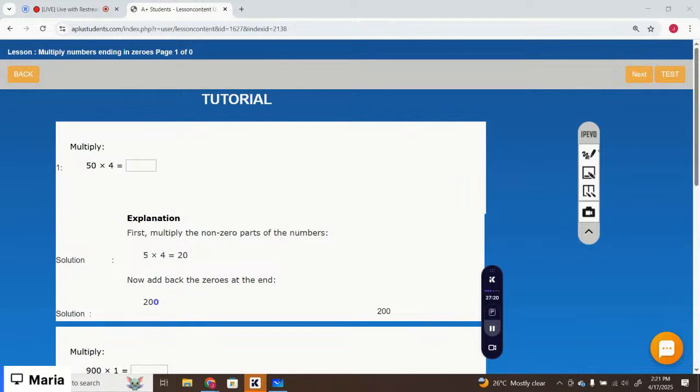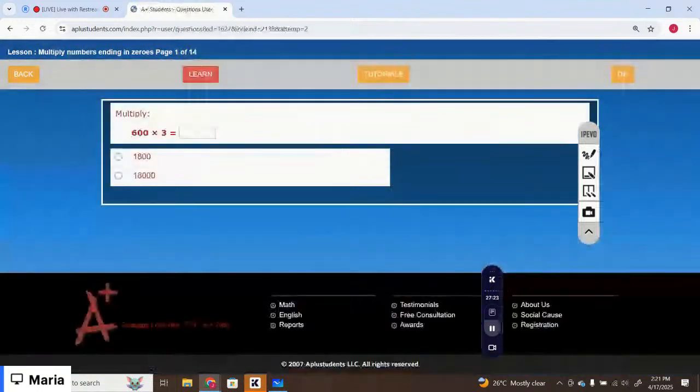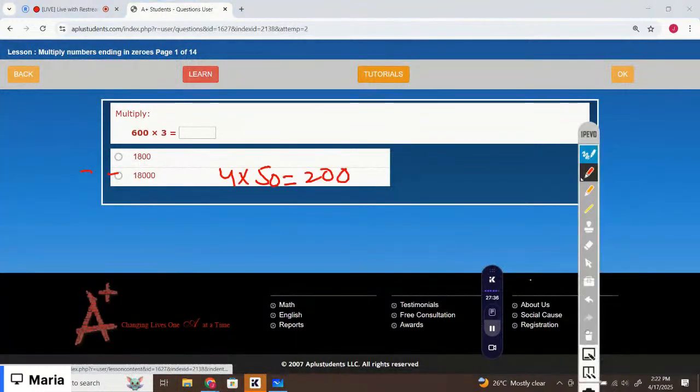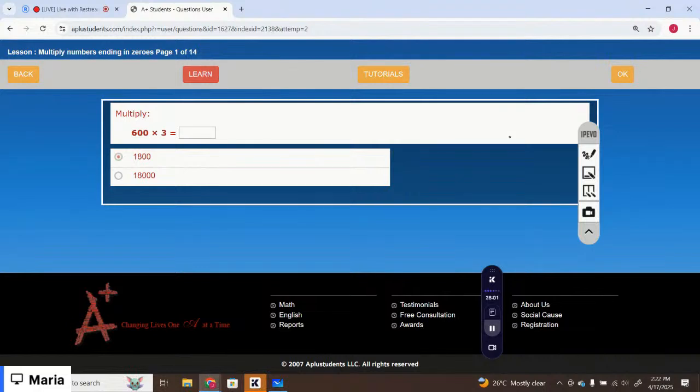Let's just start with the test questions. Multiply 600 times 3. So how do you multiply? We multiply the non-zero values. You can see here we have 600, with the two zeros with 6. So let's just multiply the non-zero values only, 3 times 6. That is 18. And then at the end, you need to add those two zeros over here. So that means 3 times 600 equals 1800. Option number 1 is the correct option. So 600 times 3 is 1800.